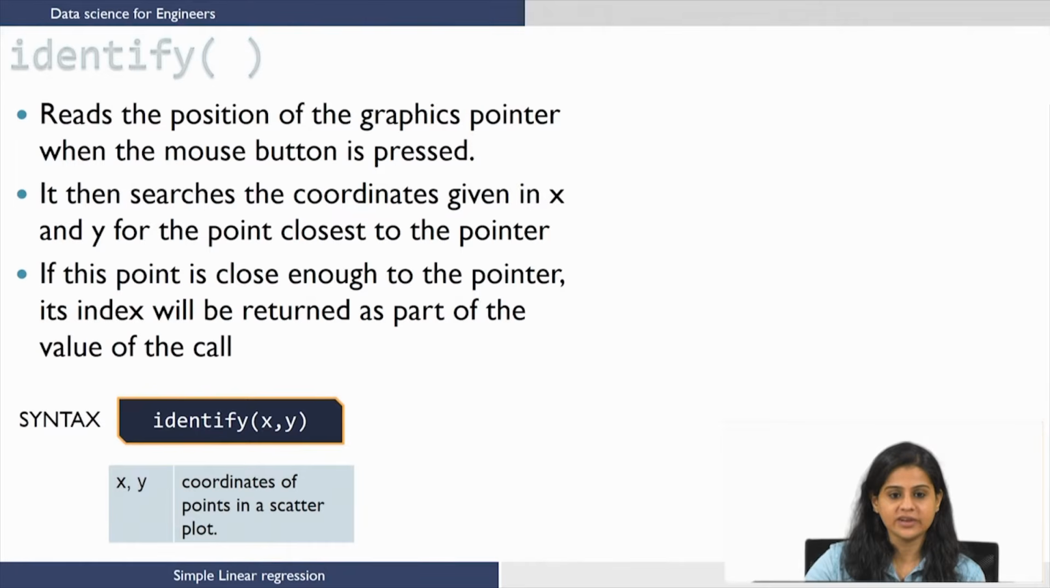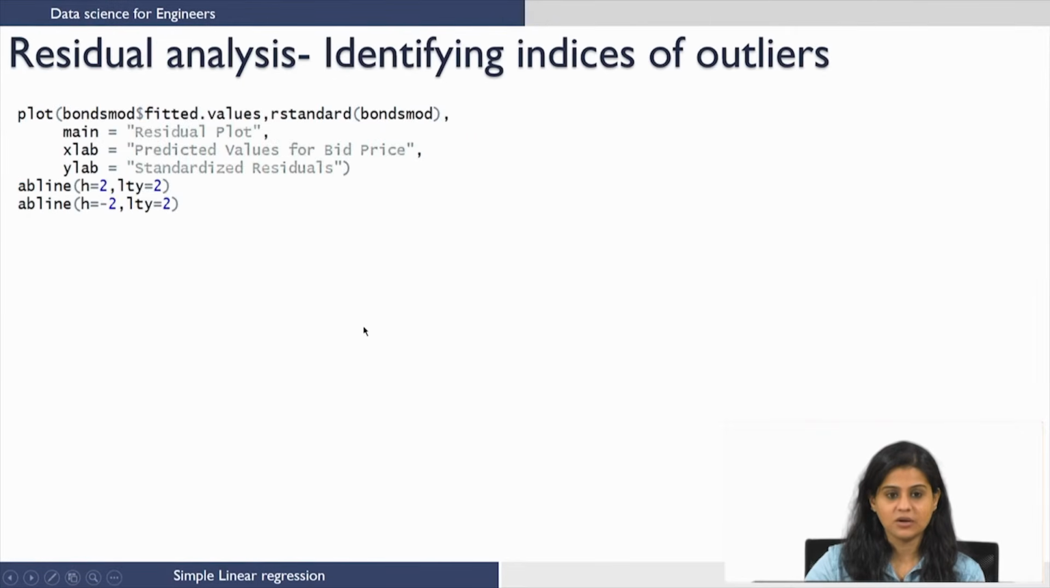So, what are my x and y? They are the coordinates of the points in the scatter plot. Now, let us see how to use this function to identify the indices. On my left, I have the same commands for the residual plot. So, this is what we saw in the last slide.